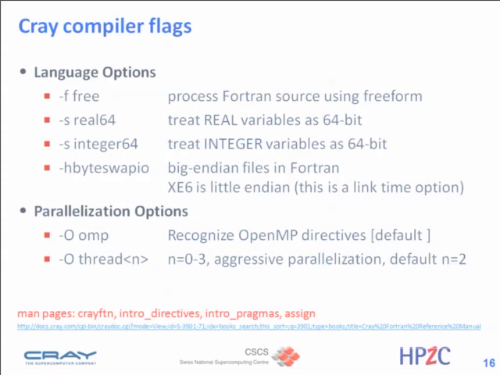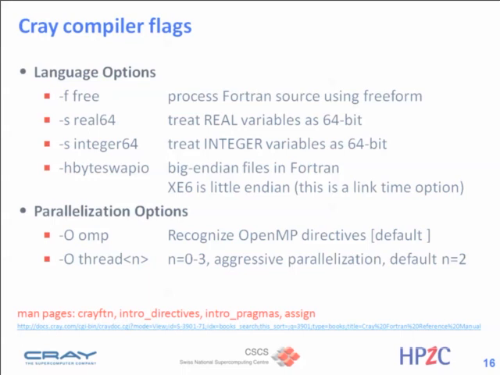And then you have several levels of aggressive optimization, meaning the kind of operation it performs in processing your OpenMP loops. Again, you have man pages available. Cray FTN is the name of the man page for the Cray compiler, and so on.